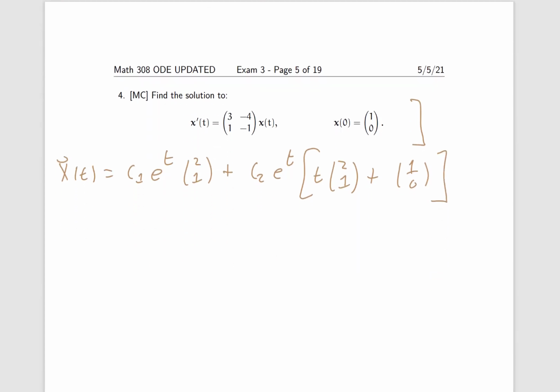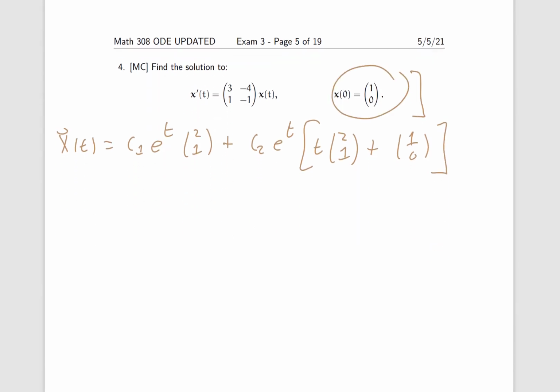Now I want to figure out what c1 and c2 are, and I use the initial condition there. So when t is equal to 0, x of 0 is equal to 1, 0, and then we've got c1, e to the 0 is just 1, so this is 2, 1, plus c2. What's going on in the brackets here? Well, if t is 0, this part is equal to 0, and so we're just left with 1, 0.